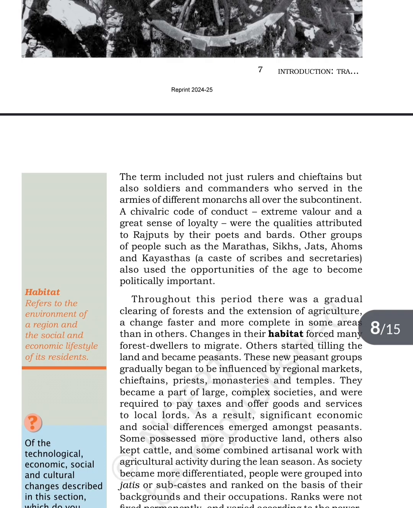The term included not just rulers and chieftains, but also soldiers and commanders who served in the armies of different monarchs all over the subcontinent. A chivalric code of conduct, extreme valor, and a great sense of loyalty were the qualities attributed to Rajputs by their poets and bards. Other groups of people, such as the Marathas, Sikhs, Jats, Ahoms, and Kayasthas, a caste of scribes and secretaries, also used the opportunities of the age to become politically important.